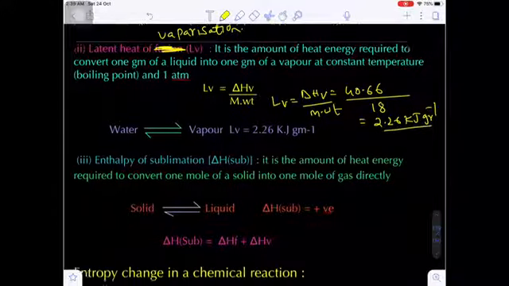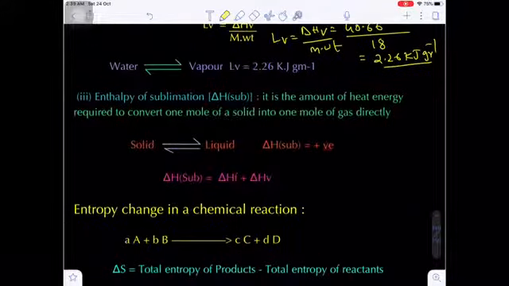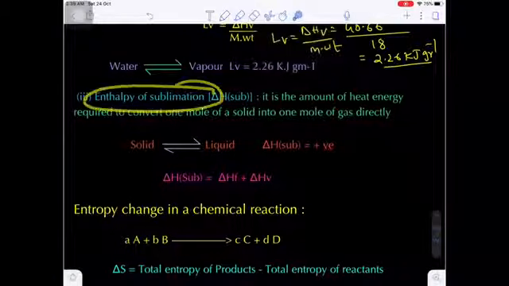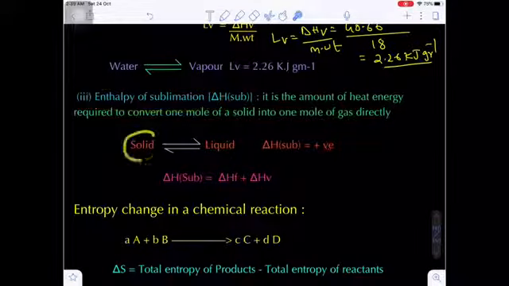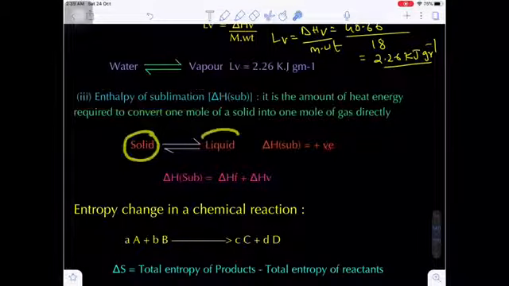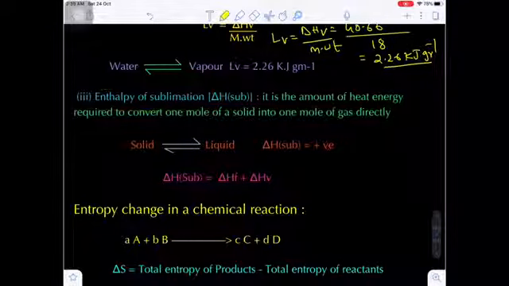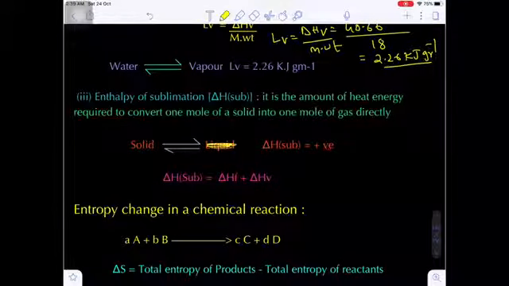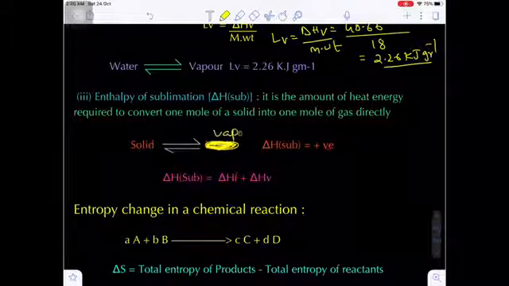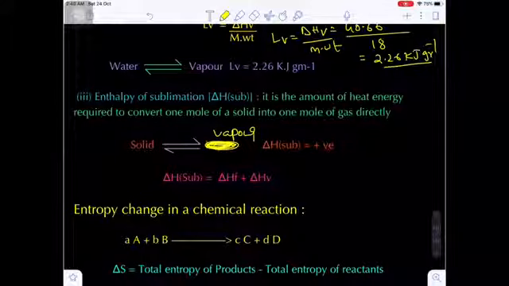Are you getting my point? Now one more definition is there. Enthalpy of sublimation. What is the meaning of sublimation? When a solid on heating is directly converted into vapor, without condensing to the liquid, such compounds are called sublimizing compounds.